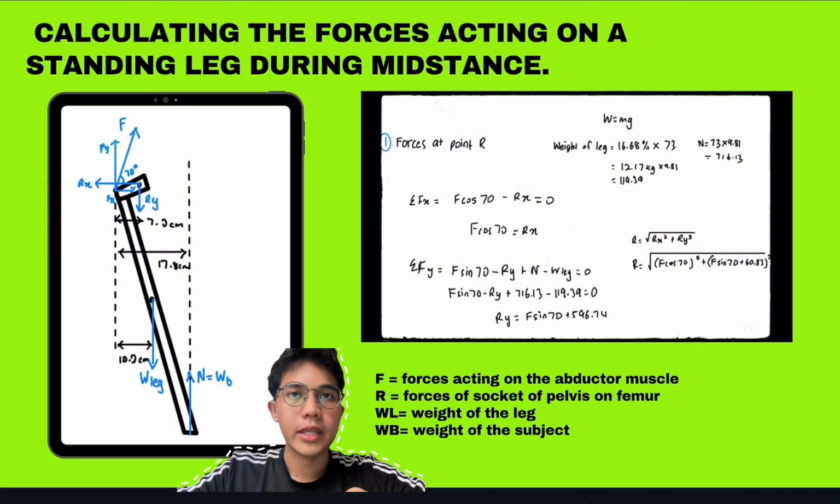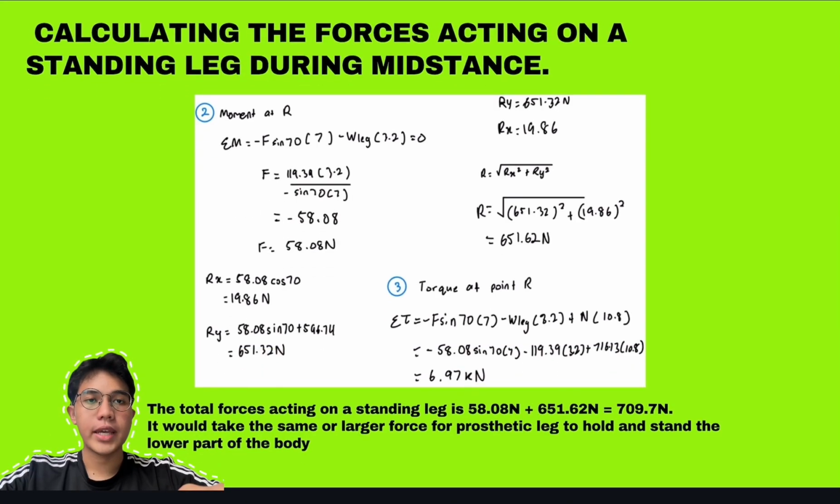Now, first we have to find the forces at point R, so we find the summation of Fx and Fy. Then, by using the weight of the leg, we can conclude that the weight of the leg is actually 16.68% of the weight of the subject. So in this calculation, 16.68% times 73 kg, we will get 12.17 kg, the weight of the leg. Then we would find the R forces. Next, we will find the moment at point R. R is the socket of the pelvis on the femur, and we would get the F, which is the force acting on the abductor muscle, 58.08 Newton.